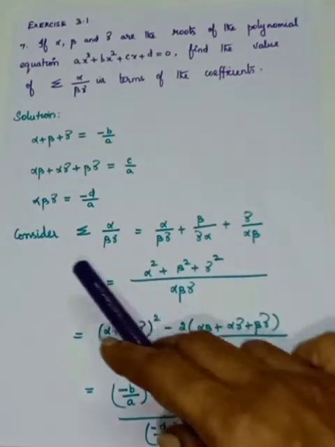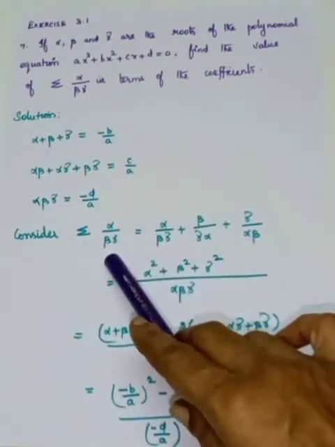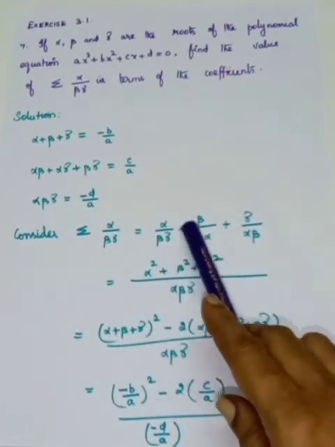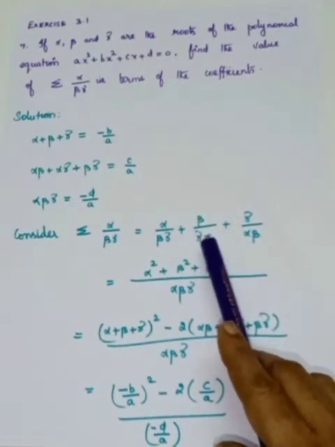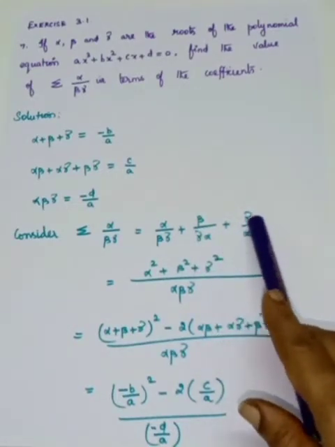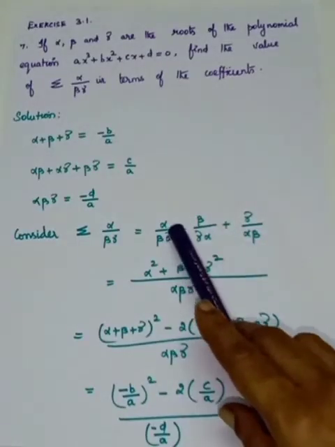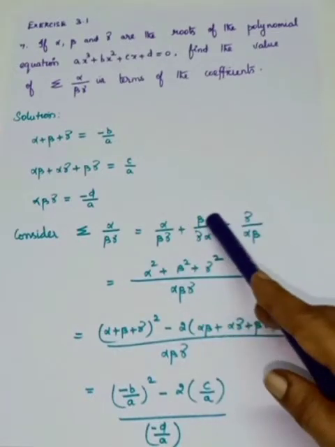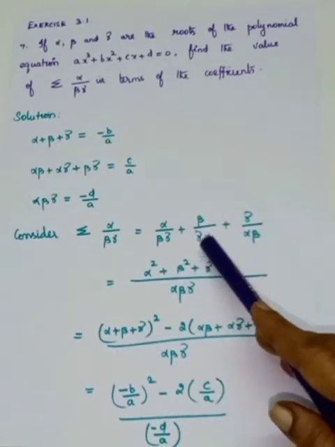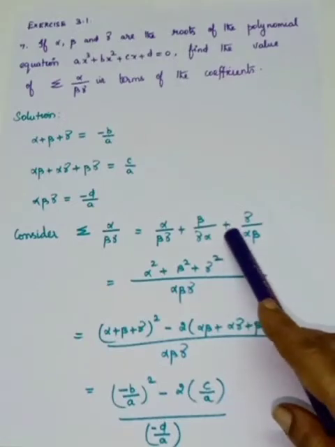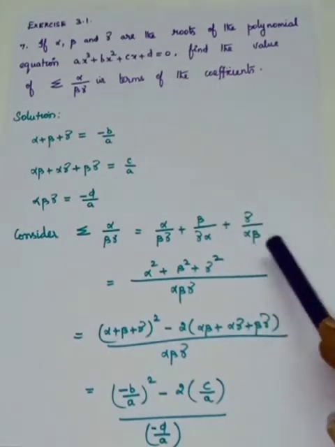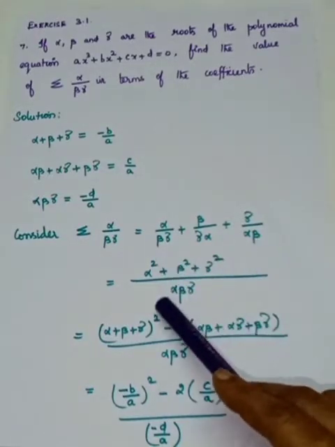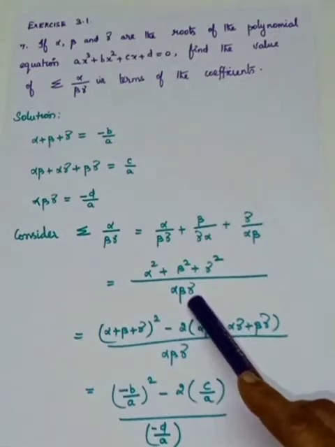Here what is asked? Summation of alpha by beta gamma. So its expansion is alpha by beta gamma plus beta by gamma alpha plus gamma by alpha beta. If the numerator is alpha, the denominator should be beta gamma. If the numerator is beta, what are the remaining? Gamma alpha in the denominator. Plus gamma in the numerator, means alpha beta in the denominator. And you have to take the LCM. What is the LCM? Alpha beta gamma. That will be the LCM.